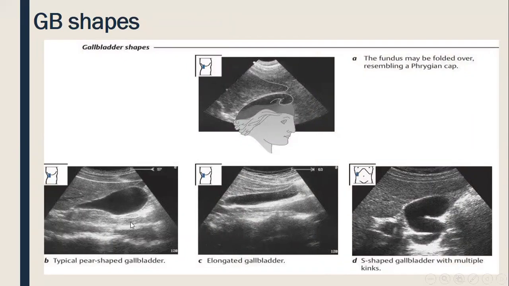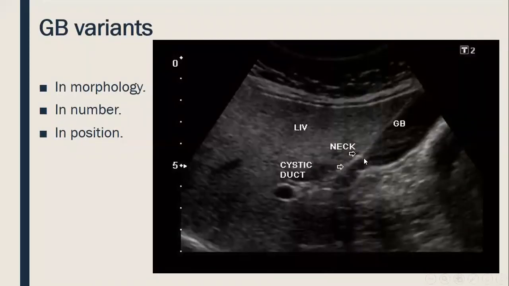This is a variety of normal appearances of the gallbladder. We have the normal and common pear-shaped appearance. We have an elongated gallbladder. Here we have an S-shaped gallbladder with multiple kinks, and we have what is called a Phrygian cup, where the fundus of the gallbladder is folded over the body. This is the normal appearance of the gallbladder on ultrasound, showing the gallbladder and the neck with the cystic duct.